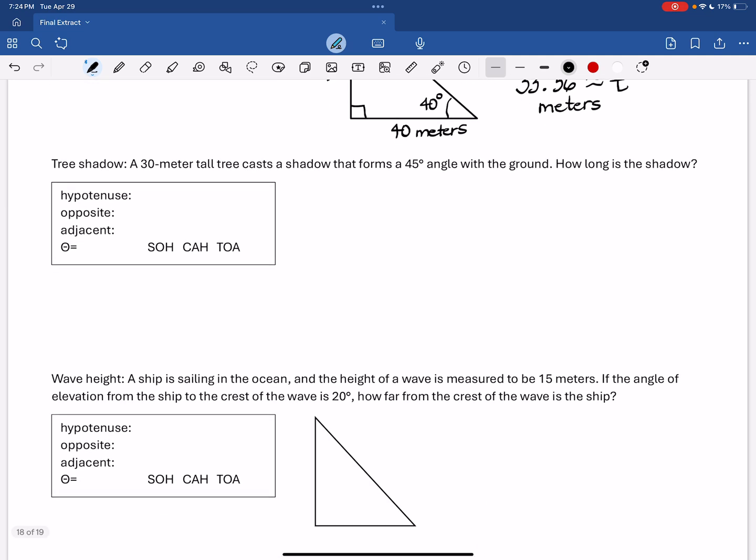A 30-meter tall tree. I'm going to go this way this time just to show you it does not matter. What matters is that you have a right angle. And this time we know the height of the tree. That's over 90 feet. That's a tall tree. That forms a 45-degree angle with the ground. What am I missing? A 30-meter tall tree casts a shadow. That's what I'm missing.